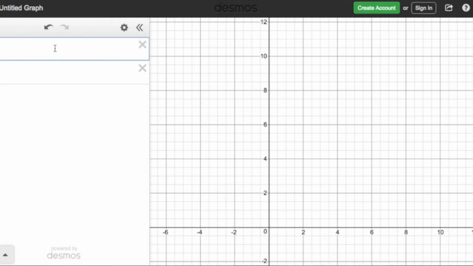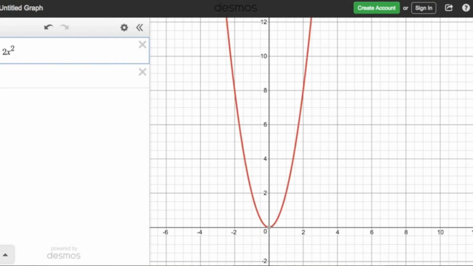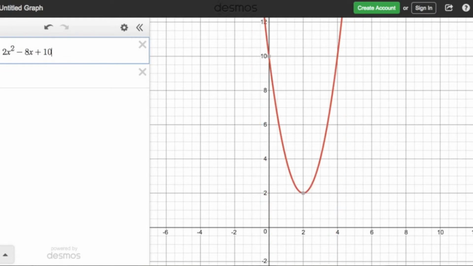So now that we have our solutions, let's graph the equation. So we have 2x squared minus 8x plus 10. From this, you're probably wondering where our roots are because it looks like our equation doesn't touch the x-axis. It crosses the y-axis at 10, but it doesn't cross the x-axis, and we're used to seeing our roots crossing the x-axis. So let's take a look and see how we get those.